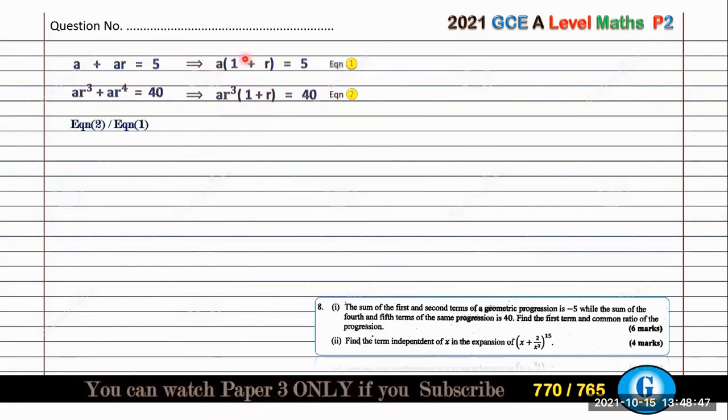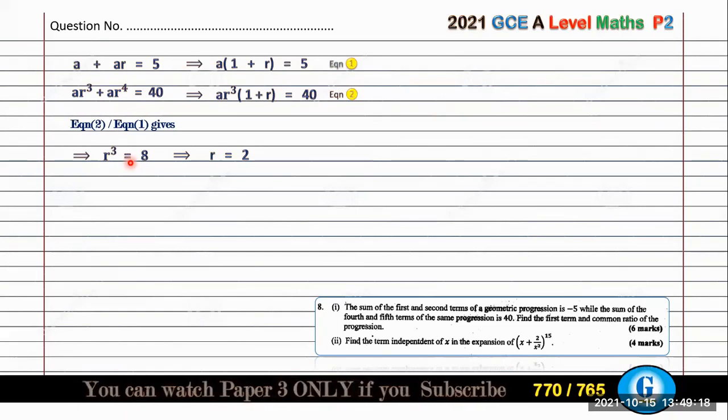So we now say equation 2 divided by equation 1 will give us, so when you divide, you have 40 divided by -5, which is -8. This (1 plus r) will cancel out (1 plus r). a will cancel out with a, and we'll be left with r to the power 3. And so therefore our r is equal to -2. As easy as ABC. All the other methods will only give you stress. Avoid them. Use this short straight method, okay? So this is the common ratio of the progression.